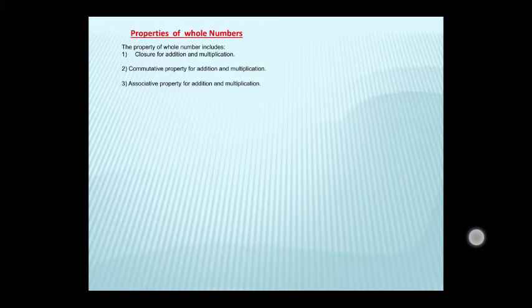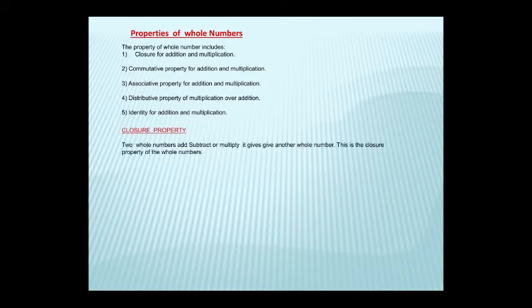Let us move on to properties of whole numbers. There are 5 properties of whole numbers. They include closure property for addition and subtraction, commutative property for addition and multiplication, associative property for addition and multiplication, distributive property of multiplication over addition, and identity for addition and multiplication. These are the 5 properties of whole numbers. This is very important. Let us see them one by one.